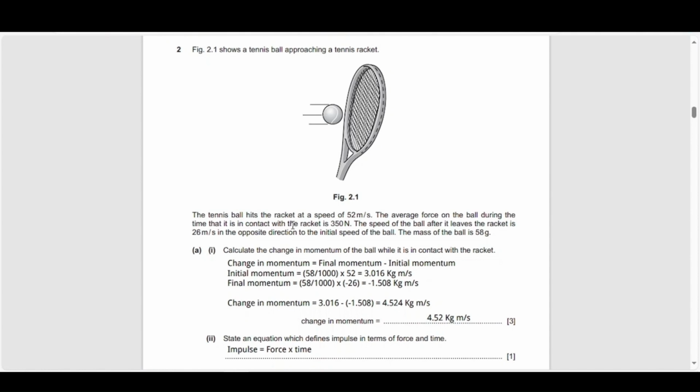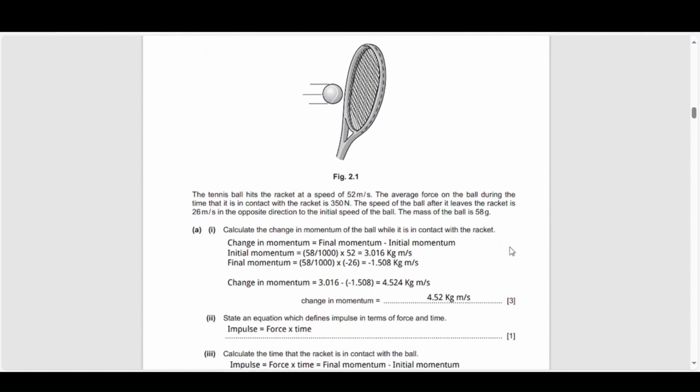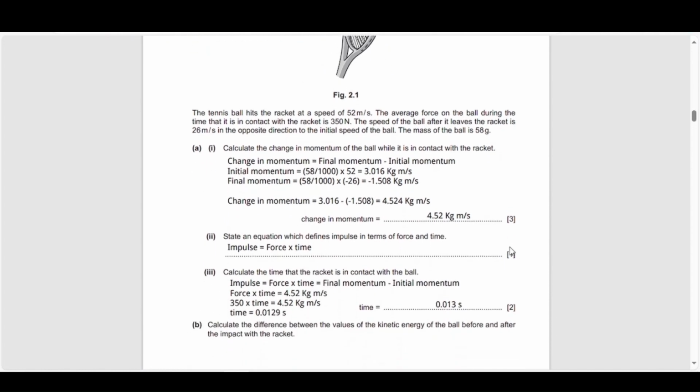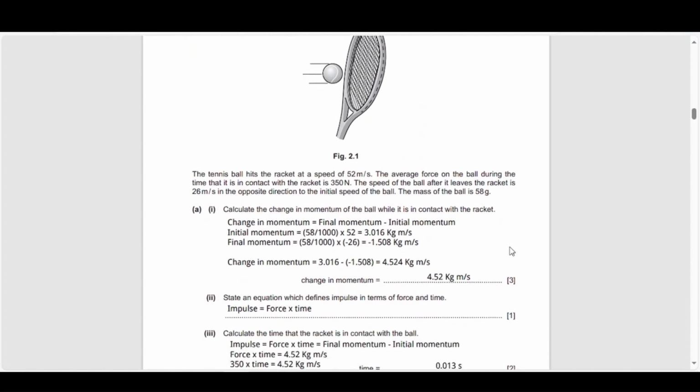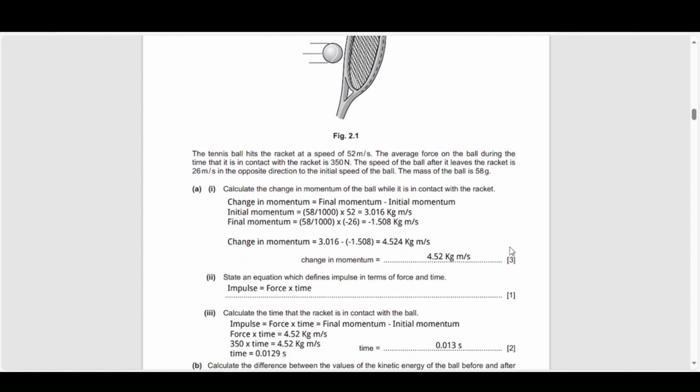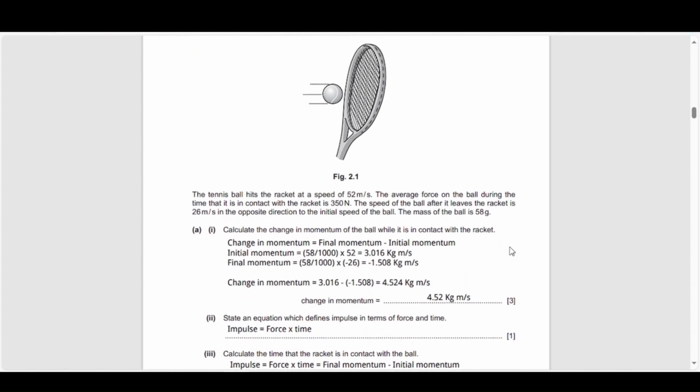I want you to start looking at the question, seeing the information that's given, and anticipating what kinds of questions you can expect. But I don't want you to spend too long because you want to actually see what questions you get, right? So if I look at A, part 1, it says calculate the change in momentum of the ball while it is in contact with the racket. So this was a question we expected.